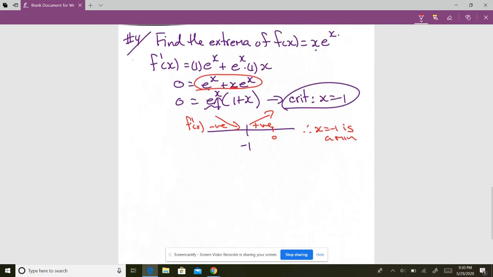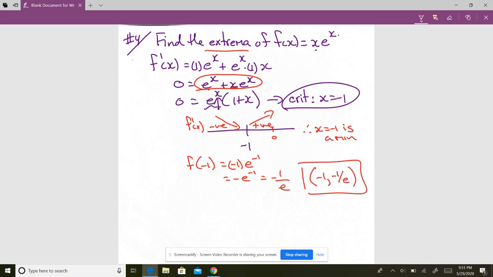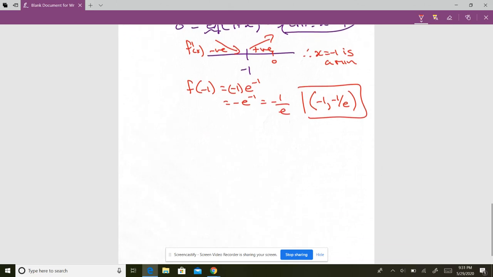If they're asking for the coordinates, it said find the extrema, so let's find the coordinates. So we need to find the y value, we know the x value. Plug it into the original function. It is -1 e to the -1, which is just negative e to the -1, or -1 over e. So the min occurs at -1, -1 over e. That's your coordinate, which looks weird, but e is a number, 2.718. Okay.